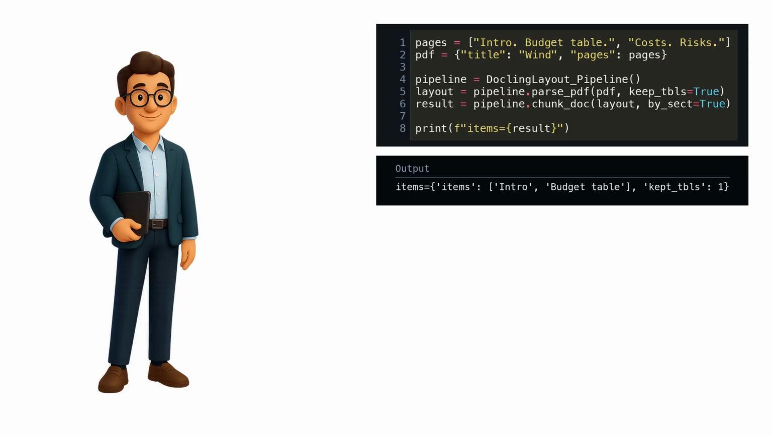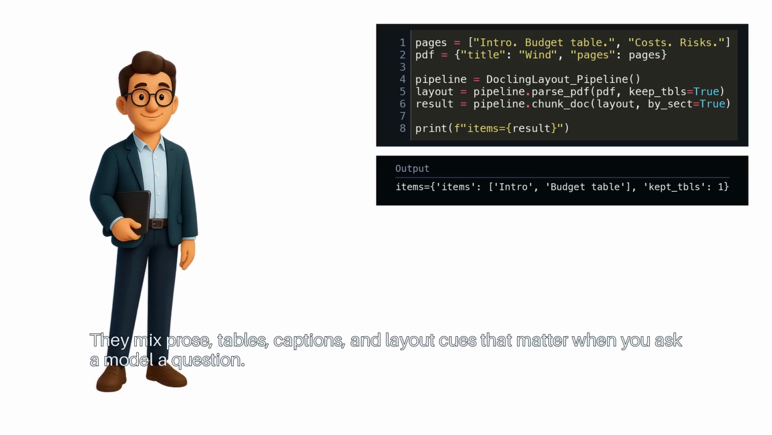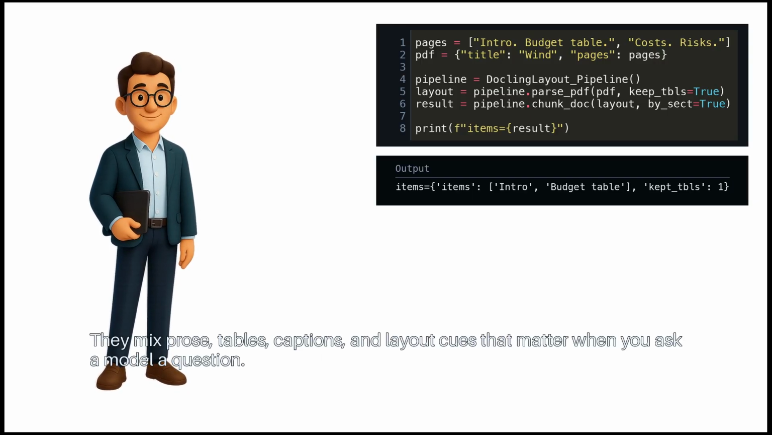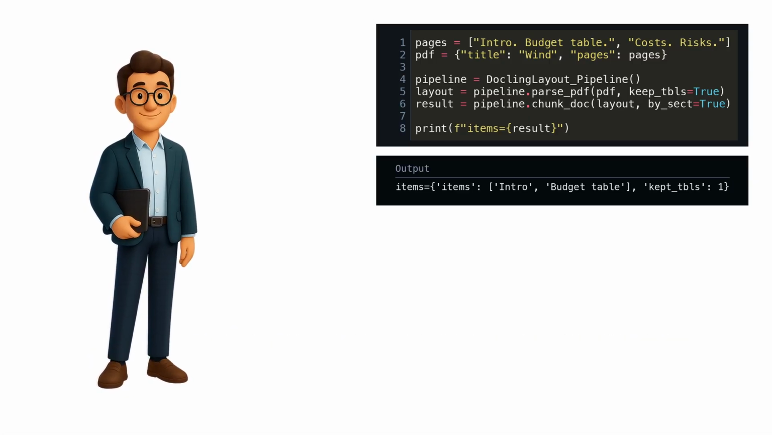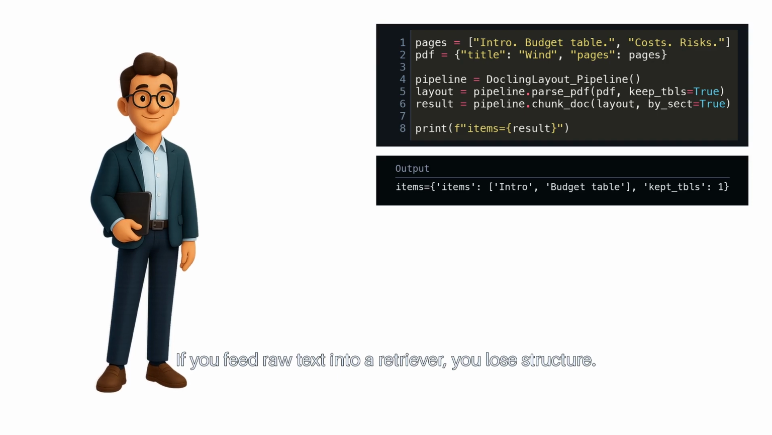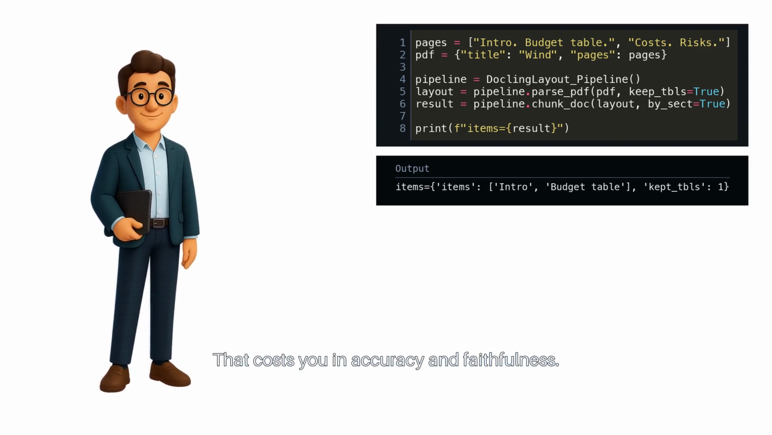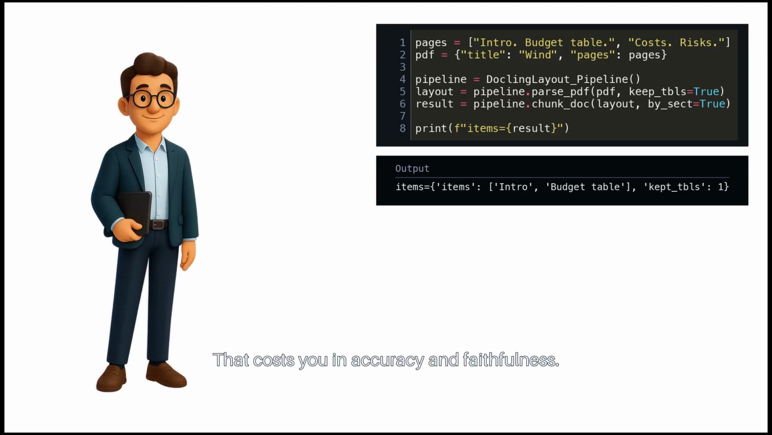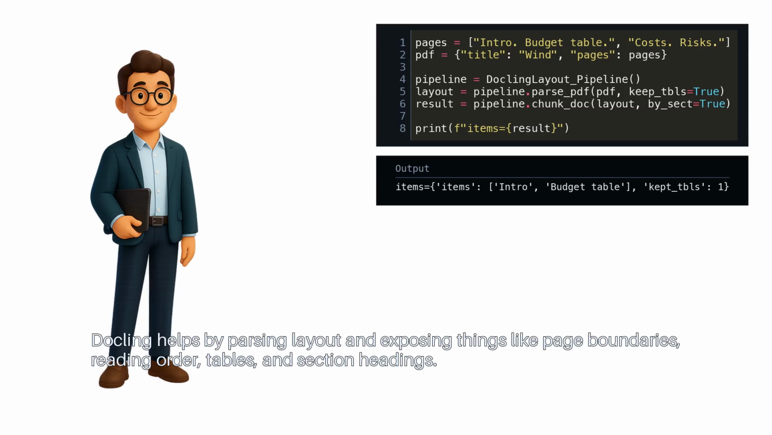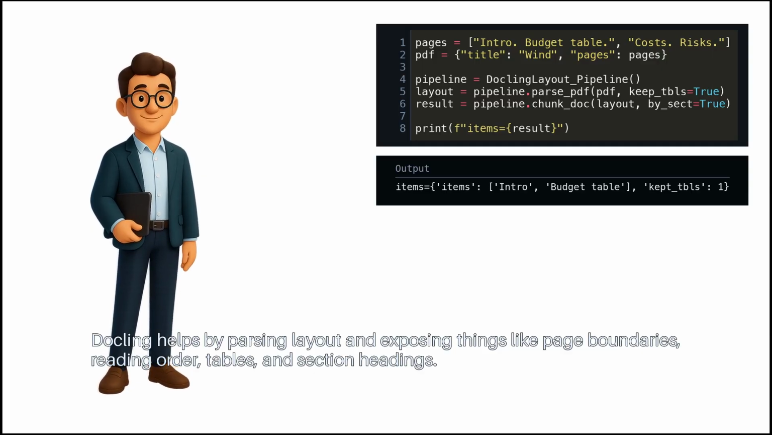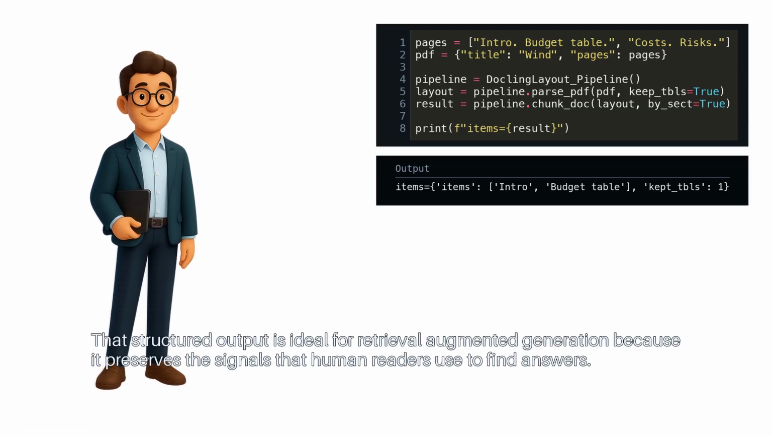PDFs are messy. They mix prose, tables, captions, and layout cues that matter when you ask a model a question. If you feed raw text into a retriever, you lose structure. That costs you in accuracy and faithfulness. Docling helps by parsing layout and exposing things like page boundaries, reading order, tables, and section headings. That structured output is ideal for retrieval-augmented generation because it preserves the signals that human readers use to find answers.